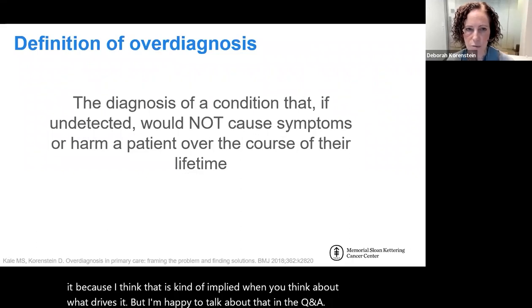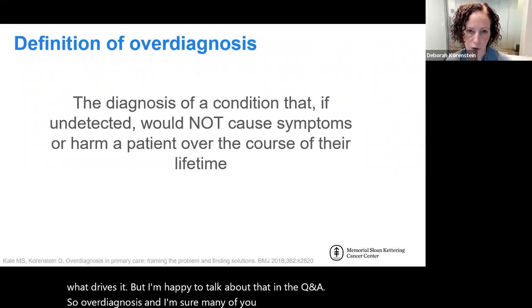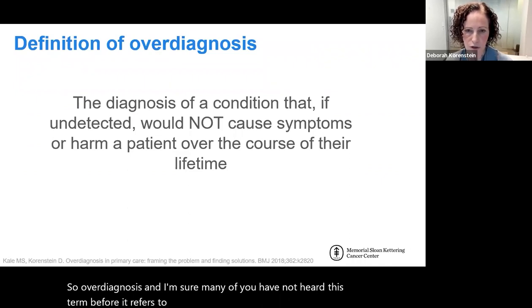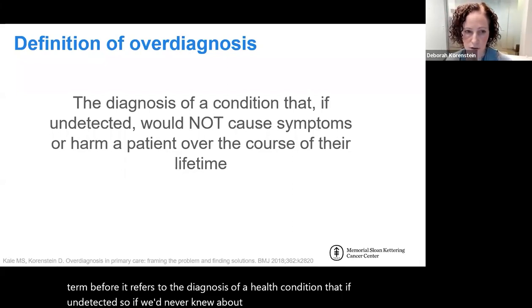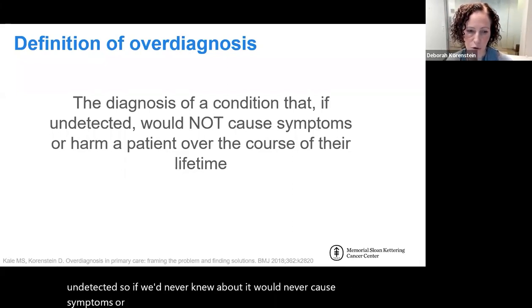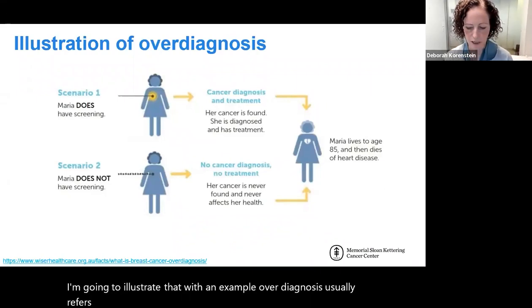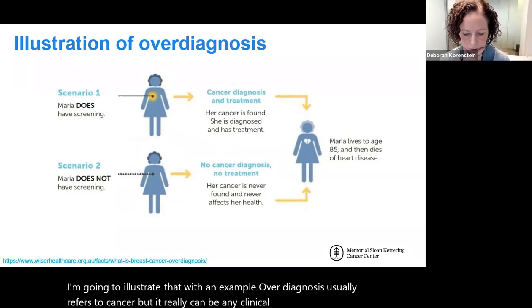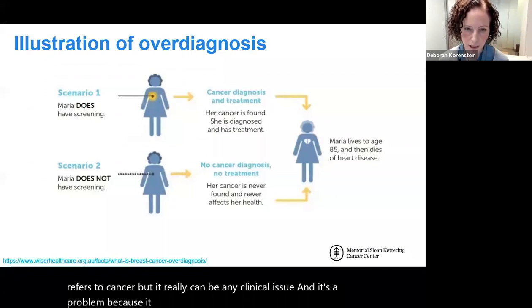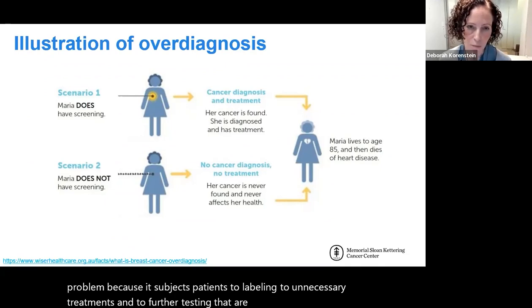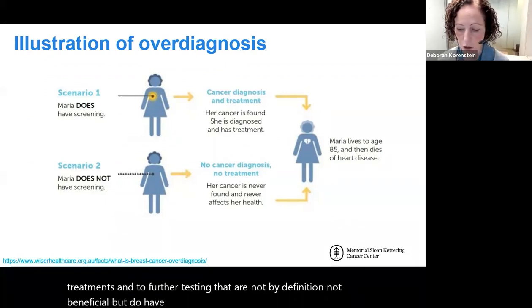So overdiagnosis, and I'm sure many of you have not heard this term before. It refers to the diagnosis of a health condition that, if undetected, so if we never knew about it, would never cause symptoms or harm to a patient over the course of their lifetime. So I'm going to illustrate that with an example. Overdiagnosis usually refers to cancer, but it really can be any clinical issue. And it's a problem because it subjects patients to labeling, to unnecessary treatments, and to further testing that are, by definition, not beneficial, but do have the potential to harm the patient.